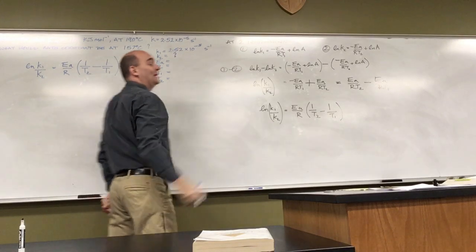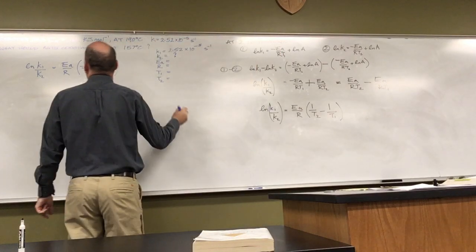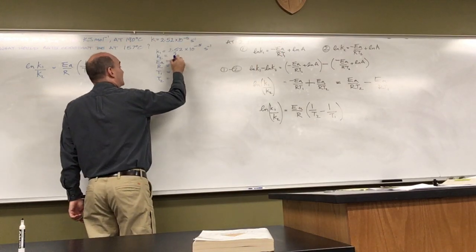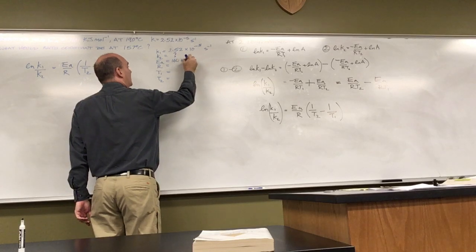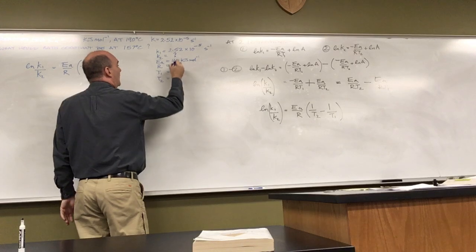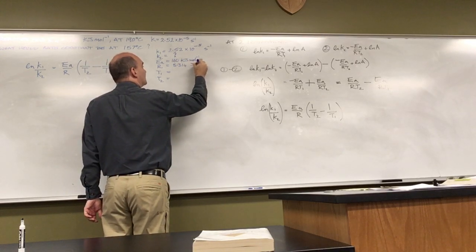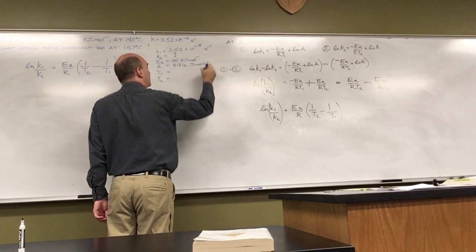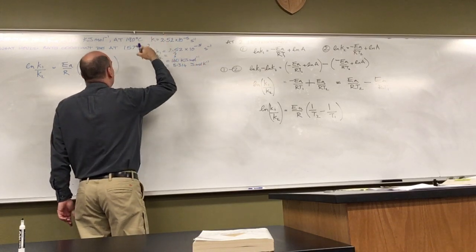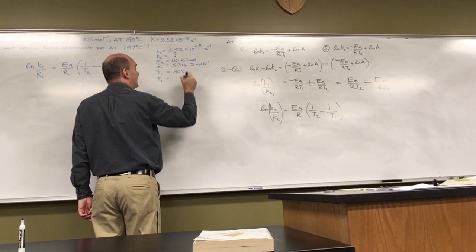K2, I don't know what K2 is, that's what I'm supposed to find. EA is written in the question, and it is 160 kilojoules per mole. R is 8.314 joules per mole per Kelvin. T1 is 190 degrees Celsius.